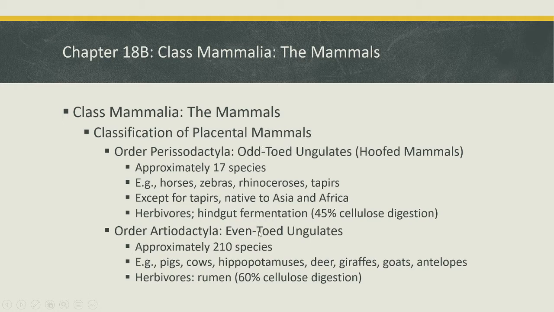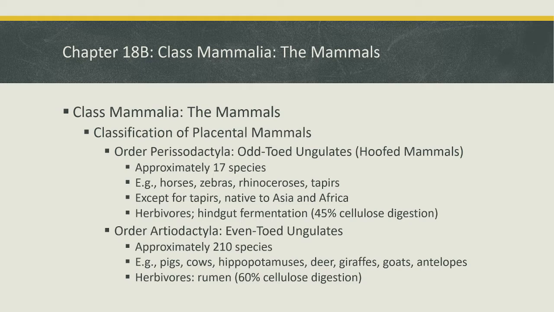I have an image on the next slide that helps you understand what's going on with the odd-toed versus even-toed. Most of the odd-toed ones that we come in contact with just have one hoof, so those would be the animals that do not split the hoof, versus the even-toed. These are ones that are cloven-hoofed, or ones that split the toe or split the hoof.